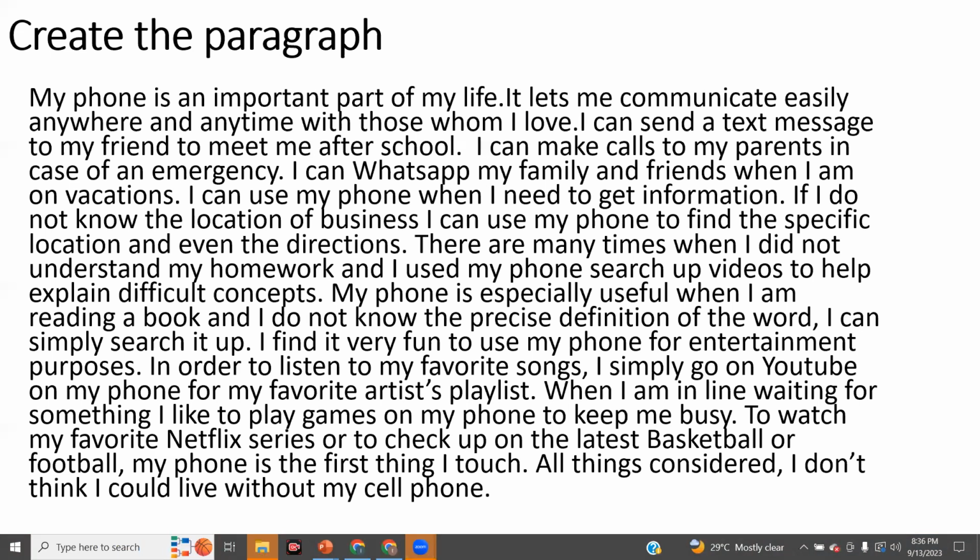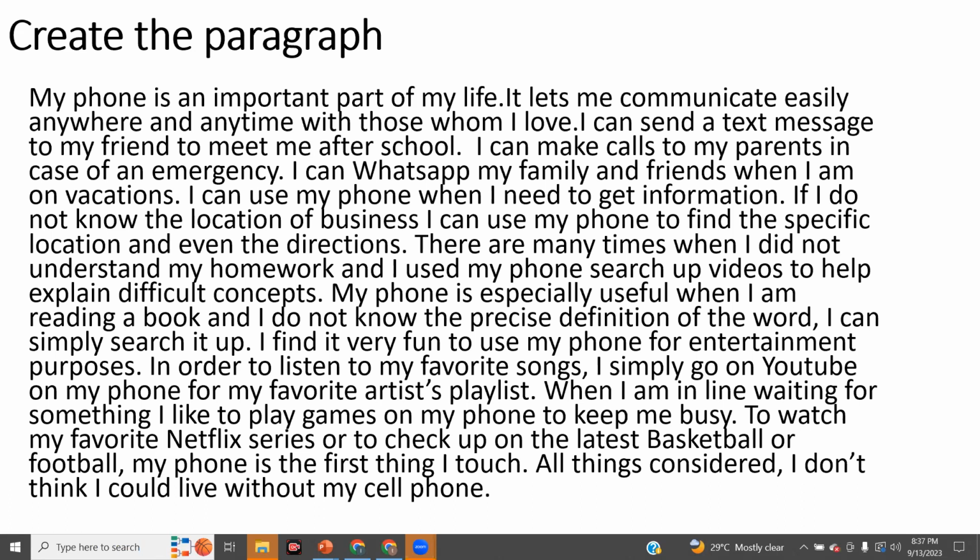Yes, sir. My phone is an important part of my life. It lets me communicate easily anywhere at any time with those whom I love. I can send a text message to my friend to meet me after school. I can make calls to my parents in case of an emergency. I can WhatsApp my friends and family when I'm on vacations. I can use my phone when I need to get information.